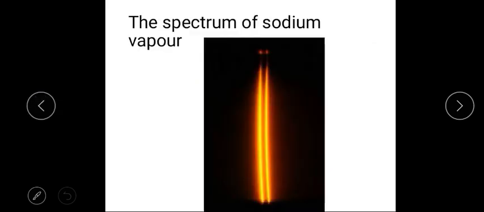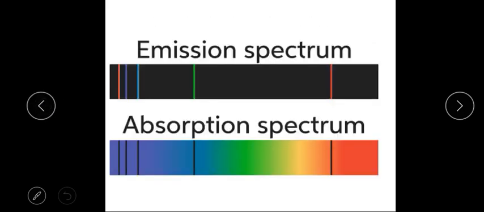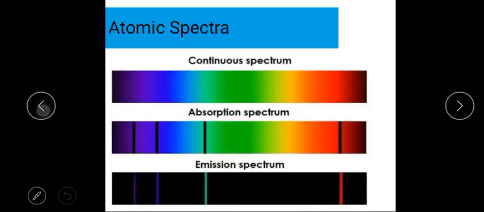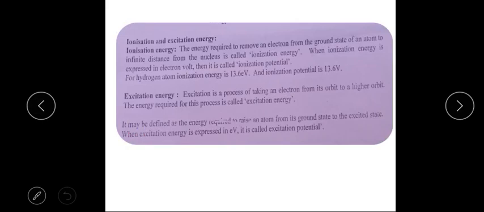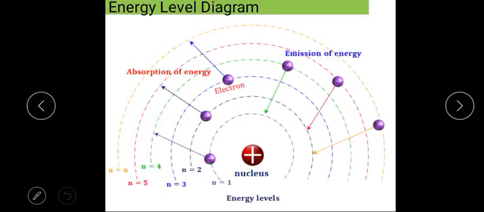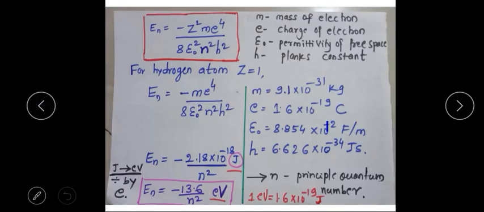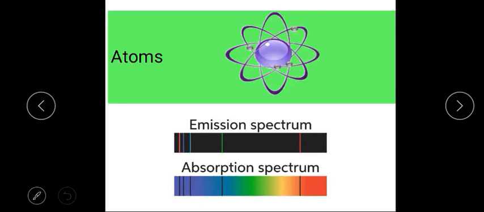Again, you need to remember what is meant by line emission spectrum and line absorption spectrum, the atomic spectra, and the energy level diagram of the hydrogen atom. Energy levels are represented in terms of electron volts. You should note the definitions of ionization energy and excitation energy. Also, you already know these expressions, how we did the calculation from joule to electron volt. So you all need to remember this from today's class.